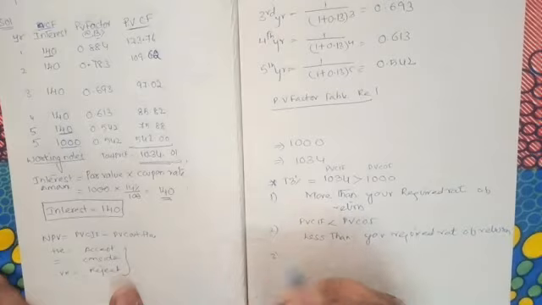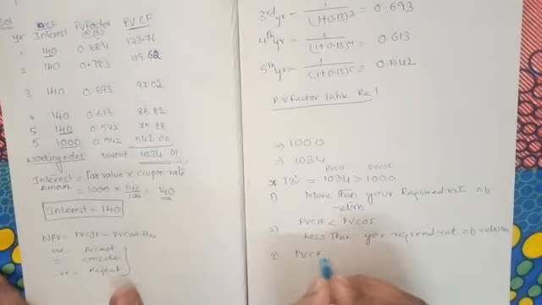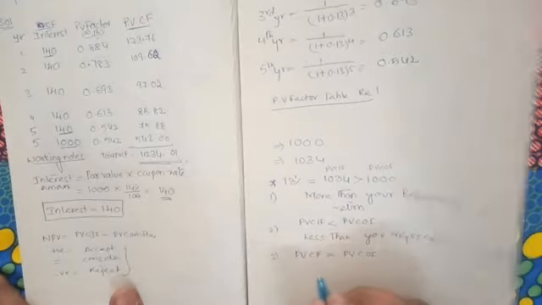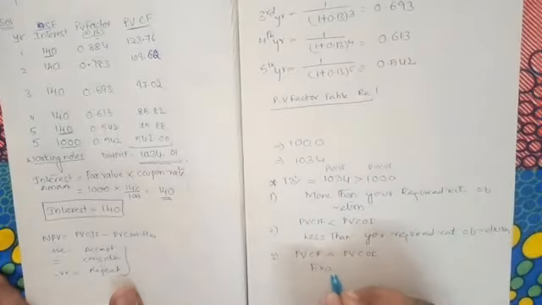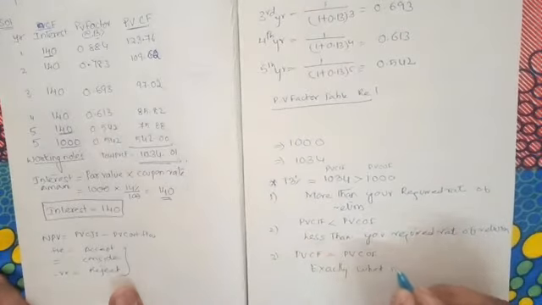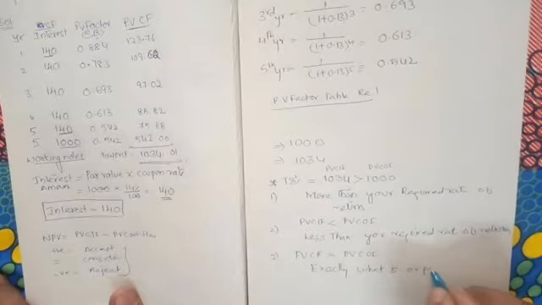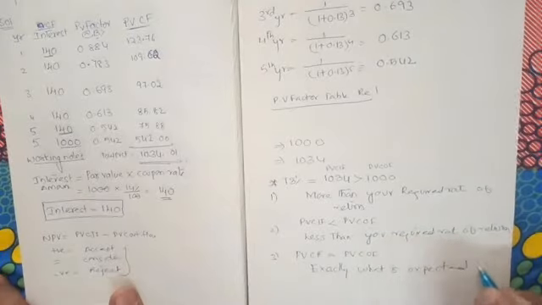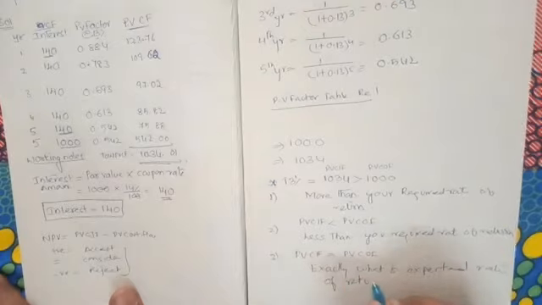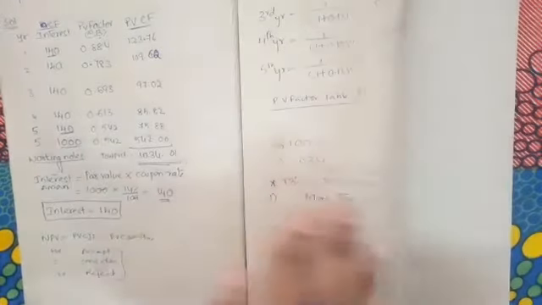If you get PVCIF equal to PVCOF, then you say that you're getting exactly what you are expecting, exactly your expected rate of return. Okay.